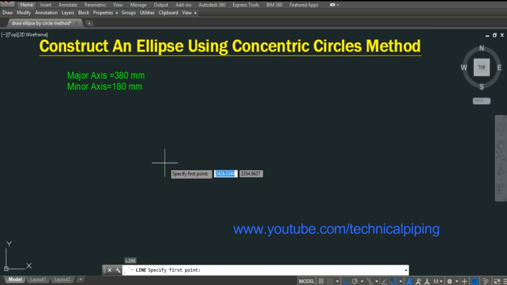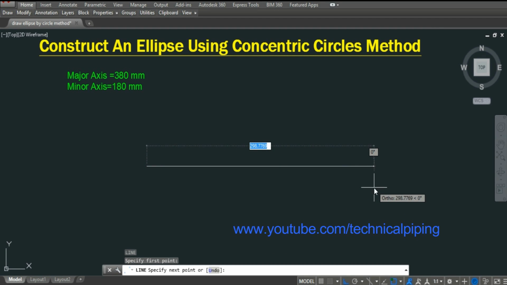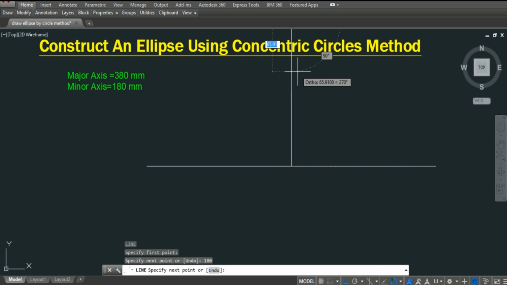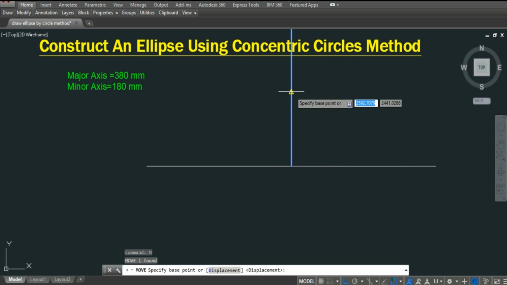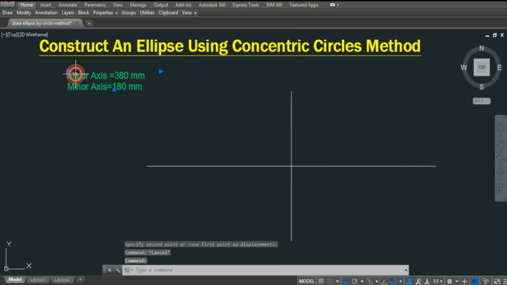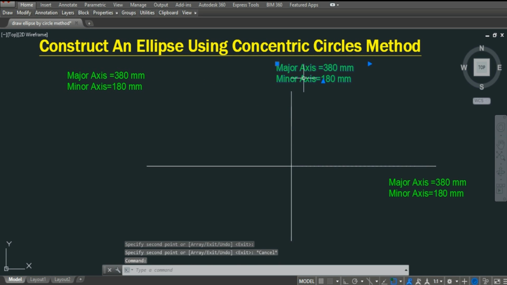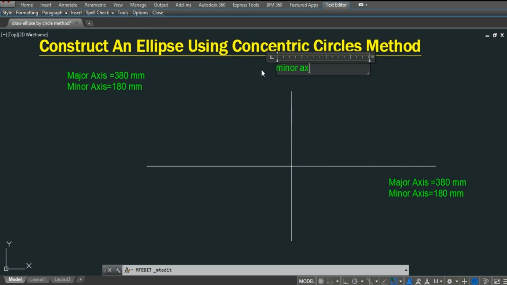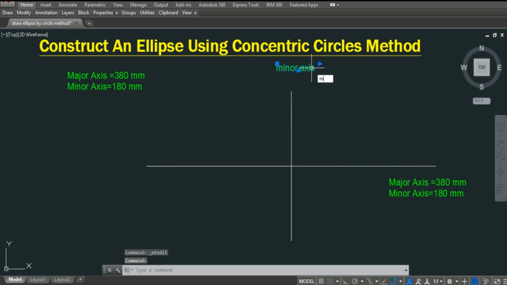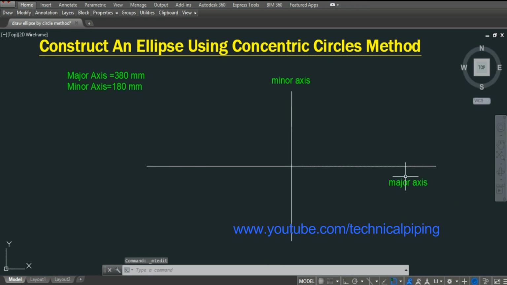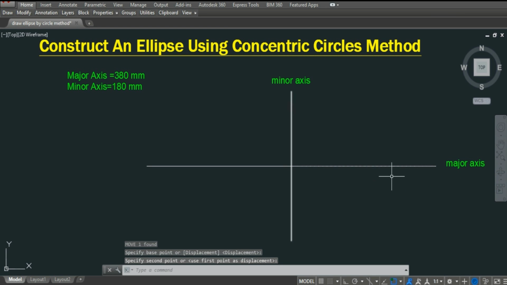This video explains how to draw an ellipse using the concentric circles method. Main parts of an ellipse and circles method: 1. Major axis, the long one. 2. Minor axis, the short one.